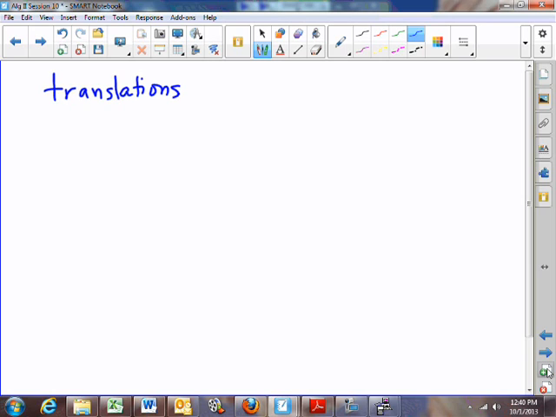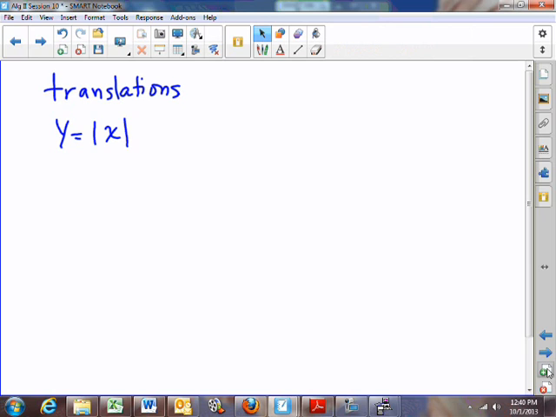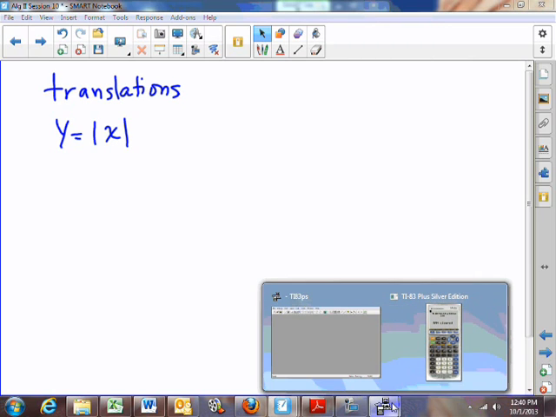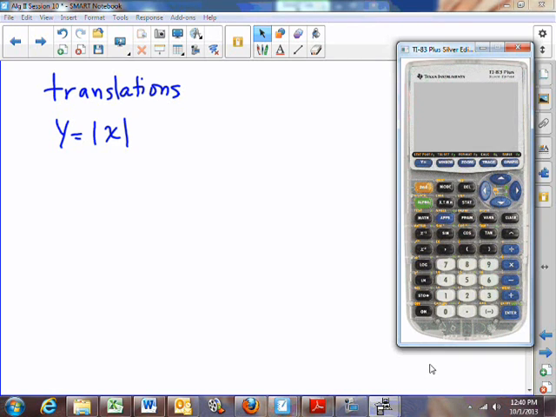Now let's use y is equal to the absolute value of x for this. And at this particular point, I'd like to show you a little something about your calculator. On your calculator, it's possible to get the absolute value of x and to actually look at its graph. So let's start with that.